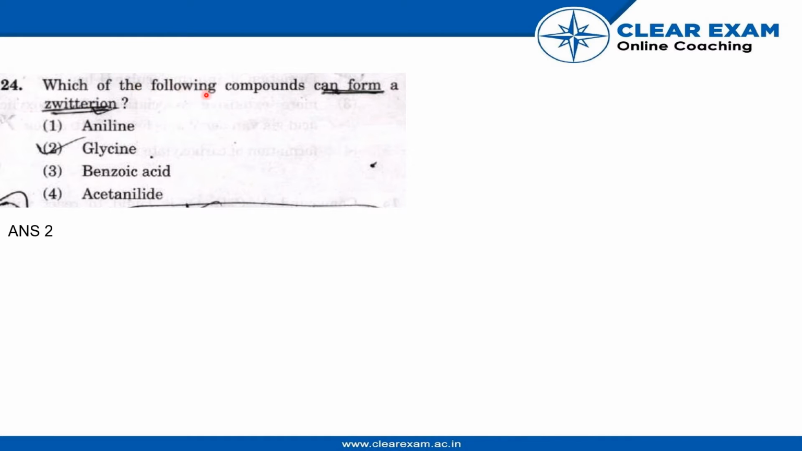The question is, which of the following compounds can form a zwitterion? And what is a zwitterion? Zwitterions are basically dipolar ions. The compounds which have two charges are dipolar ions, and we can see this dipolarization in the alpha amino acids.